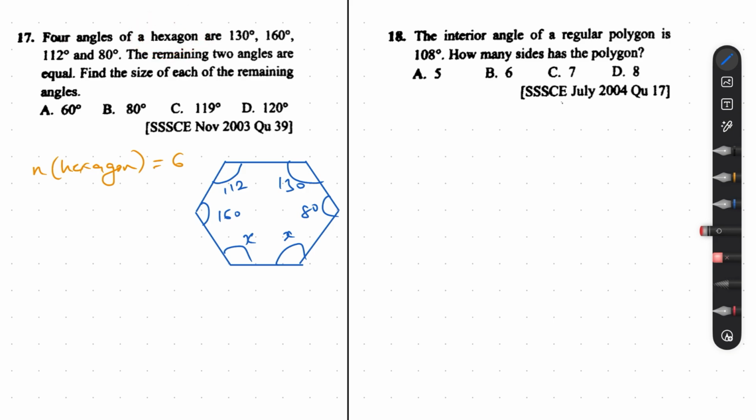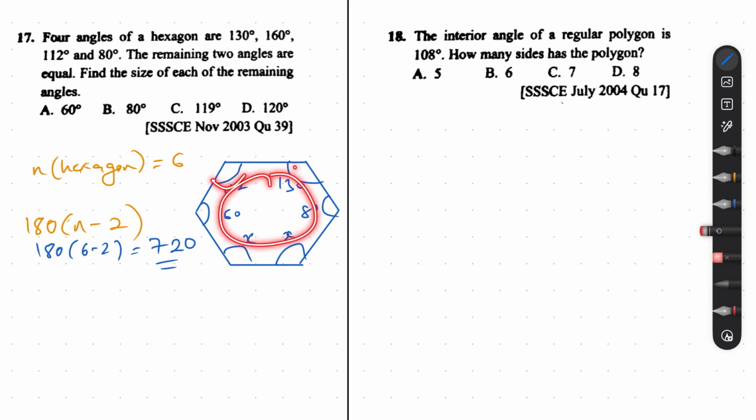How do you find the sum of interior angles of a hexagon? We use the same formula, 180(n minus 2). And we know that our n here is 6. So when we substitute that, we have 180 times (6 minus 2), which is the same as 4. So we have 720. That means when we add all the angles here, we shall have 720.